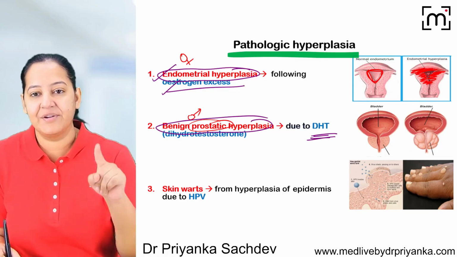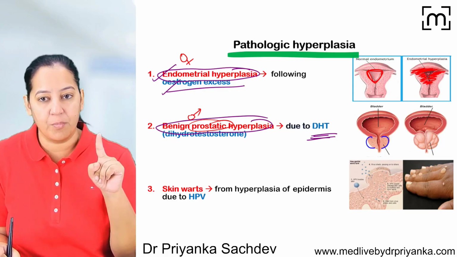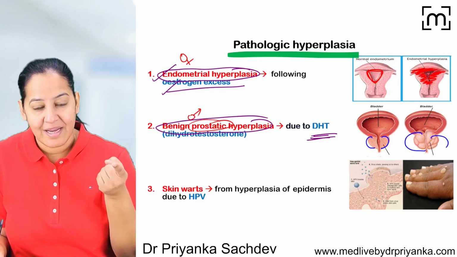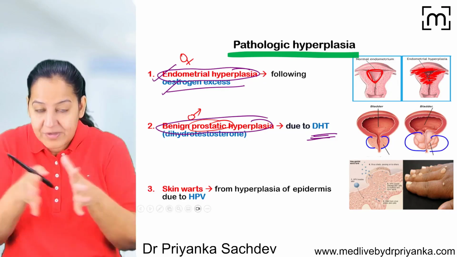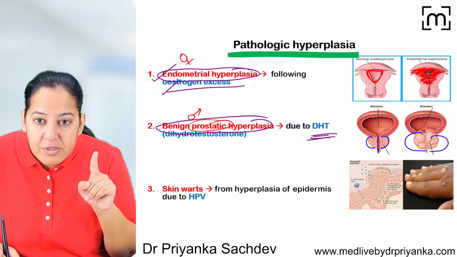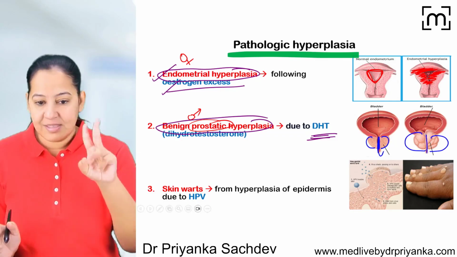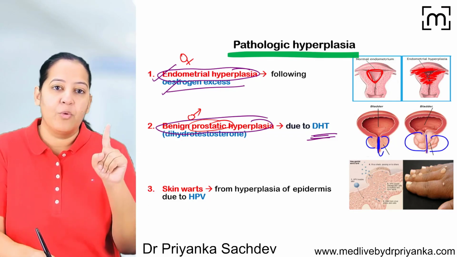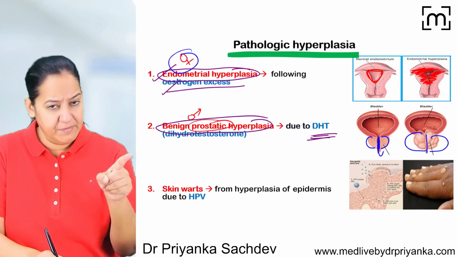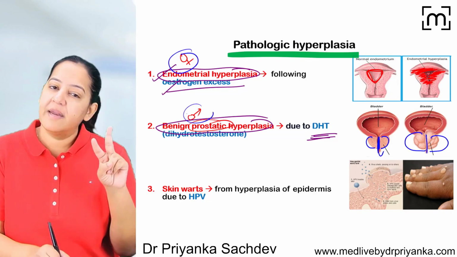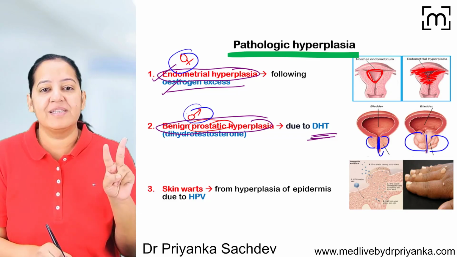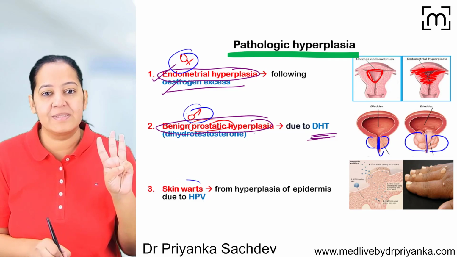You can see here the prostate gland in a normal male, and the prostate gland in a person having BPH. It is compressing the urethra. Here the urethra is open, and here the urethra is compressed, the urine is not coming out. This is the second example. The first example, only in females, is endometrial hyperplasia. Second example, only in males, is benign prostatic hyperplasia. And the third example is skin warts.